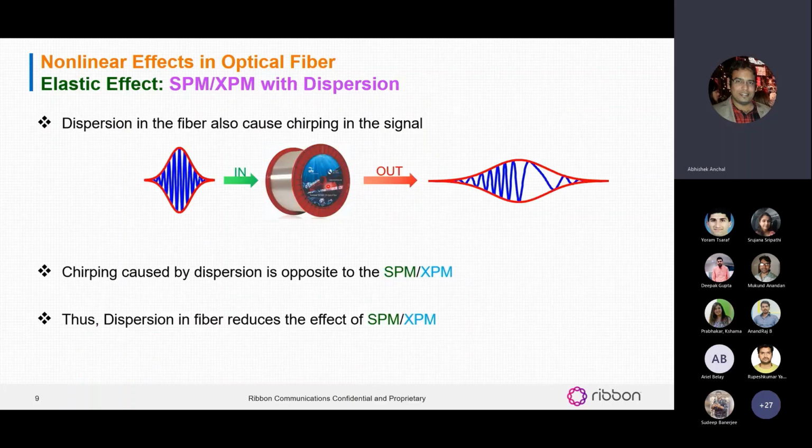The interesting thing about SPM and XPM is that with dispersion they cancel each other out, because dispersion can also cause chirping. Dispersion also changes the carrier frequency in a positive or negative direction, meaning increasing or decreasing the carrier frequency, but it happens in an opposite way than SPM and XPM. So dispersion and self and cross-phase modulation act opposite to each other. Basically, dispersion reduces this effect in the system. And so dispersion is good for a system with higher modulation formats or higher baud rate.